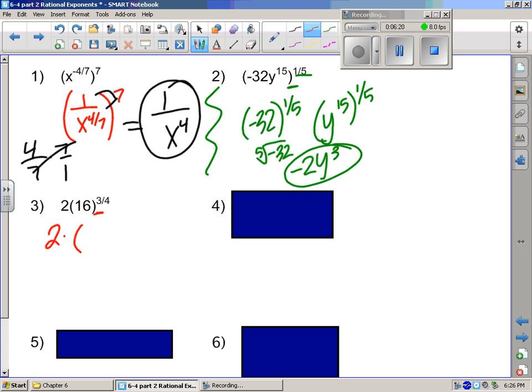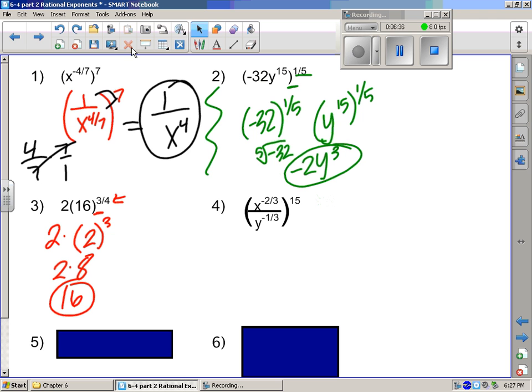We have a 4th root, so let's take the 4th root of 16. When I do that, I get a 2. That's raised to the 3rd power. I still need to do that exponent first, so that becomes 8. Then we'll multiply it by 2. Final answer is 16.